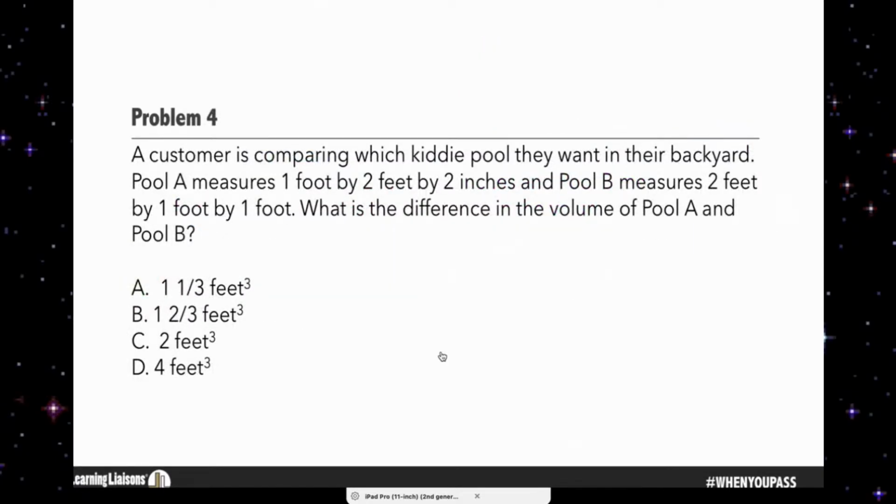A customer is comparing which kiddie pool they want in their backyard. Pool A measures 1 foot by 2 feet by 2 inches. And pool B measures 2 feet by 1 foot by 1 foot. What is the difference in the volume of pool A and pool B?